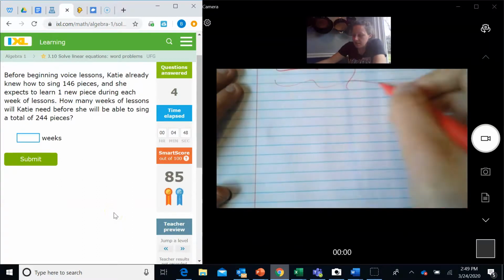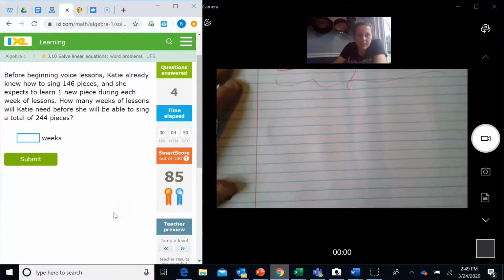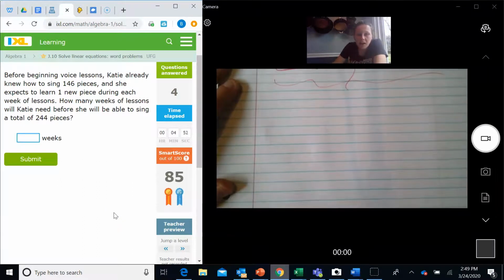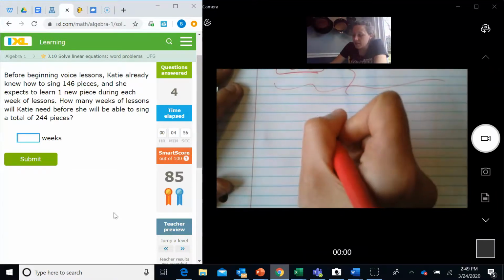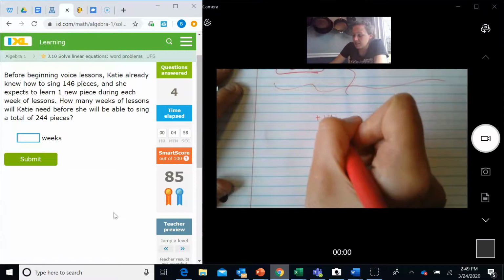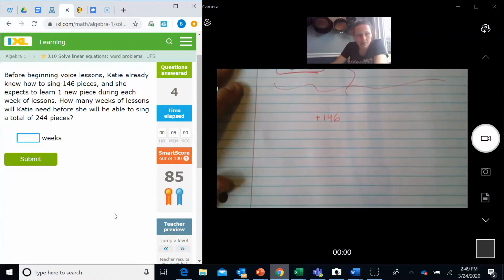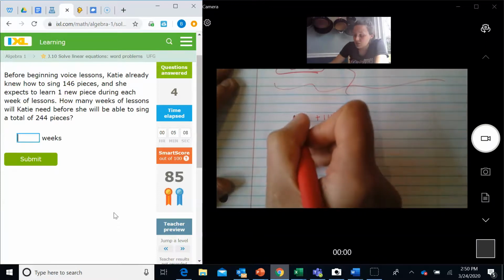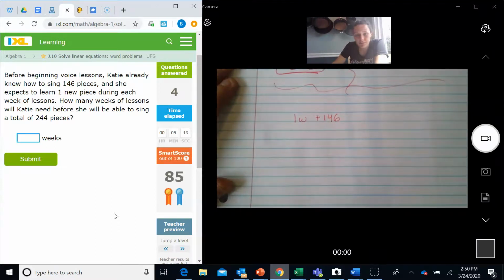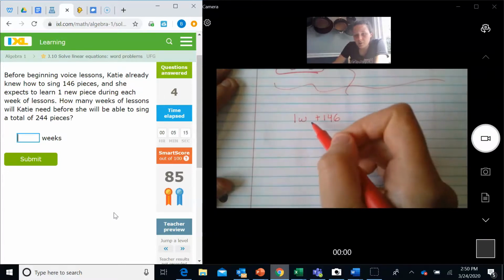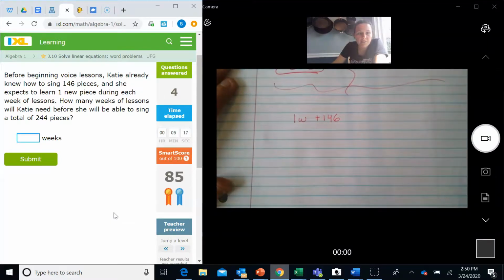Before beginning voice lessons, Katie already knew how to sing 146 pieces. So we always say already means put plus whatever that is on the end. And she expects to learn 1 new piece during each week of lessons. So she's going to learn 1 per week. So each week I learn 1 plus the 146 I already knew.